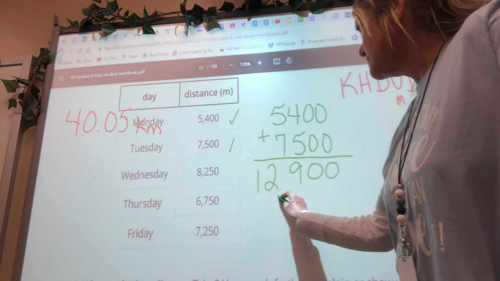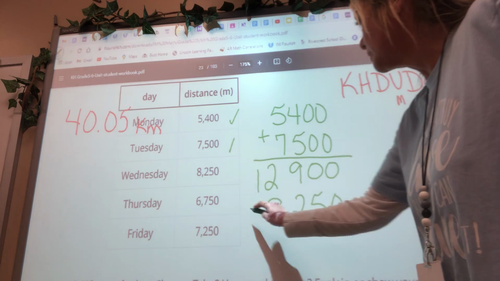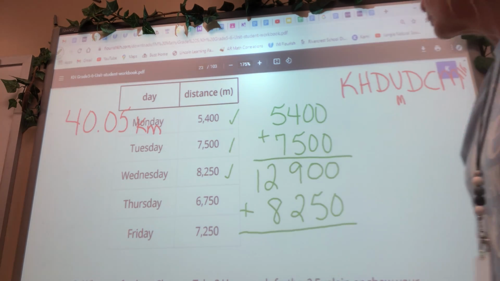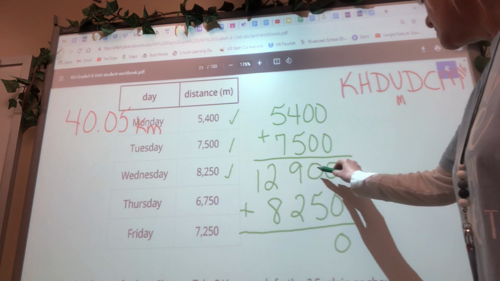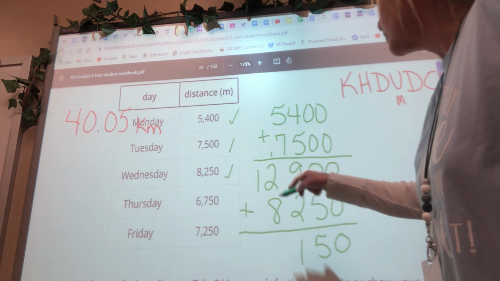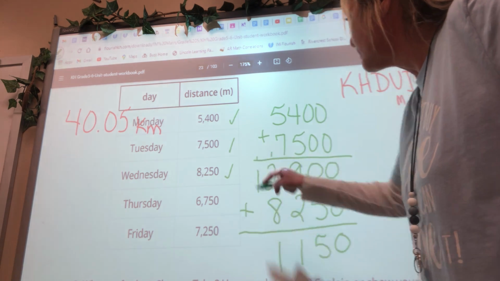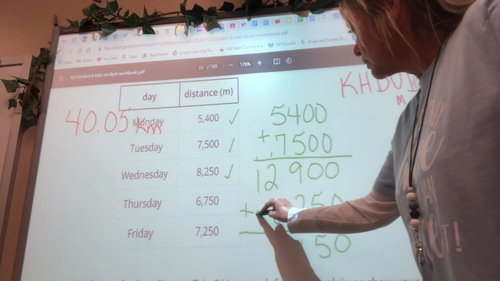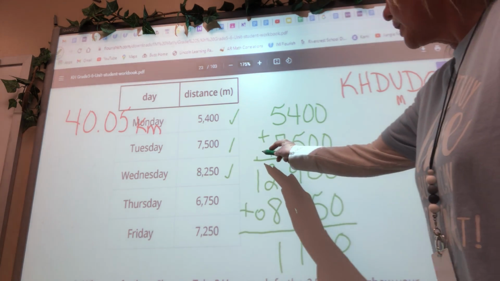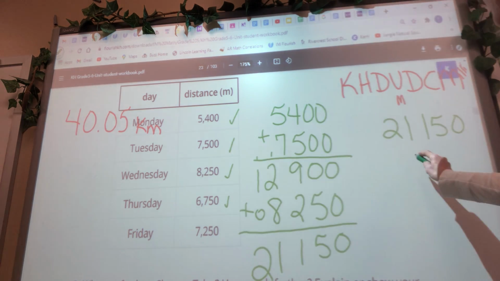Then we add our next day, 8,250. Make sure you're keeping your place values in place. We're taking care of that one. So 0 plus 0 is 0. 0 plus 5 is 5. 9 plus 2 is 11. Carry your 1. 2 plus 8 is 10. Plus the one you carried is 11. Carry your 1. 1 plus nothing, or 1 plus 0 is 1. Plus the one you carried is 2. Now we have 21,150.